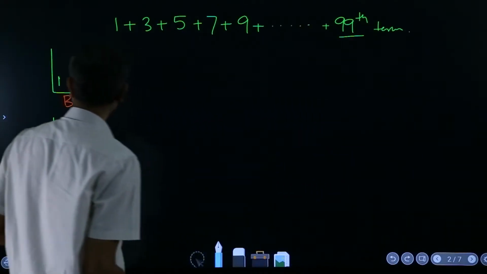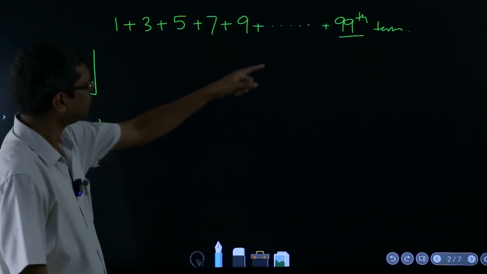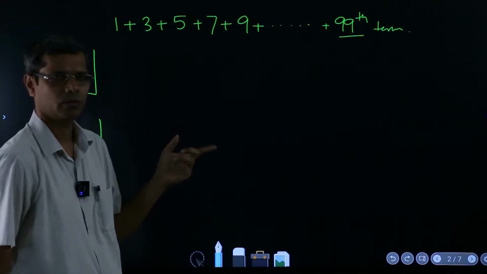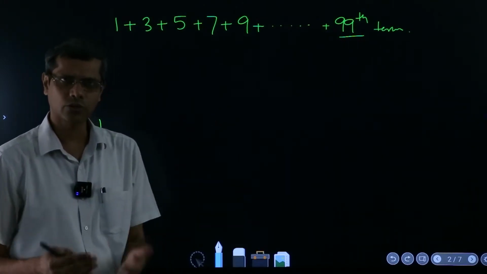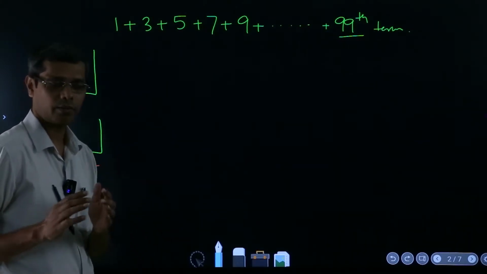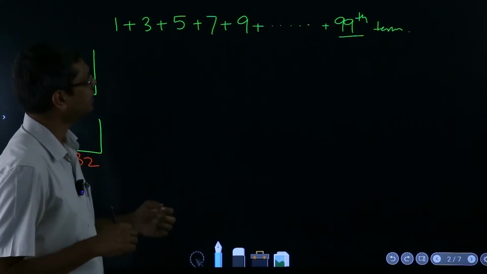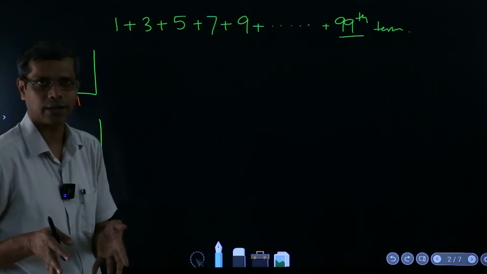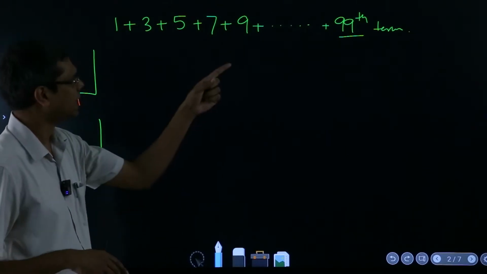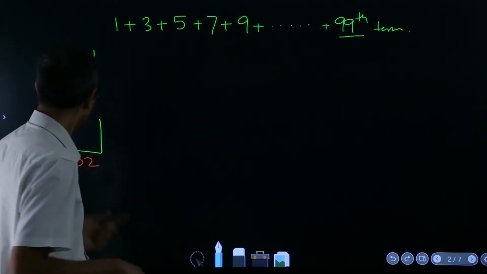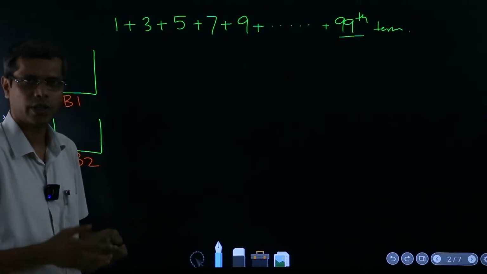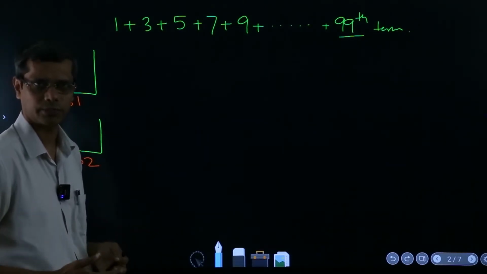But now here we don't even know what that 99th term will be. So how to decide when to stop? Please pretend that you don't know how to calculate the 99th term, because I know that you can calculate that, but please pretend that you can't. So you cannot put a condition to check whether I should stop or proceed.